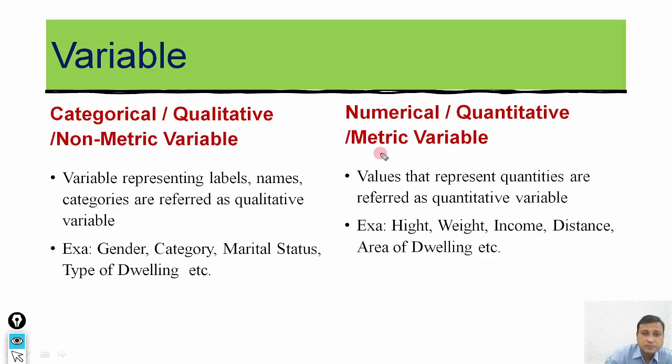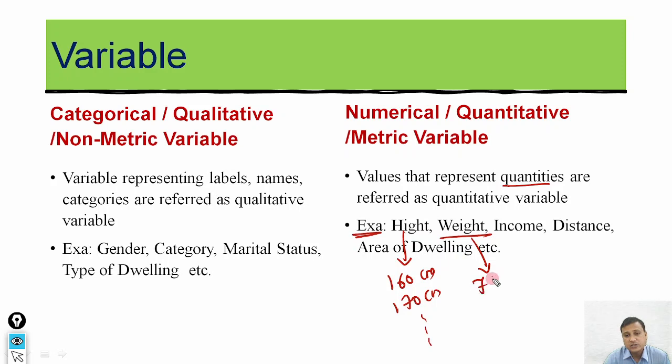Now on the opposite side, numeric, quantitative and metric variable. Here we collect the data or a variable which represents quantities or numbers, which is showing values. And here we have given the example. If I am asking height to my respondent, how am I going to get the responses? 160 centimeter or 170 centimeter or whatever it is. Weight, if I am asking, then it will be in kg, 70 kg, 80 kg and so on and so forth. So I am getting numbers, quantities. That is why this is called numerical or quantitative or a metric variable.